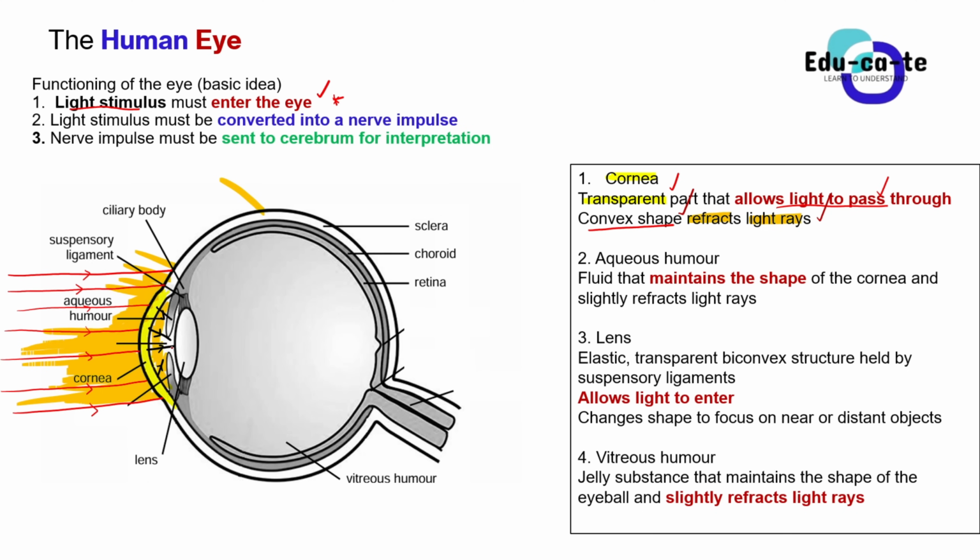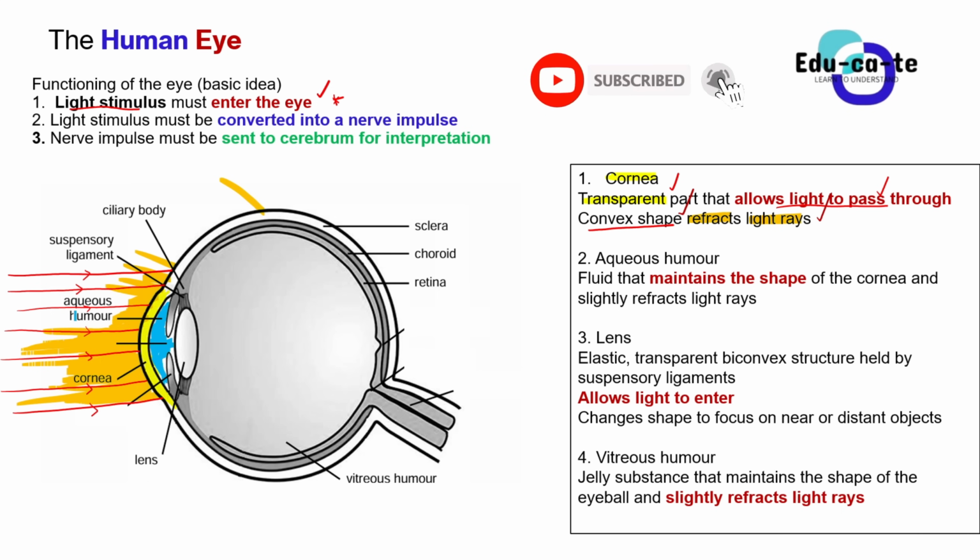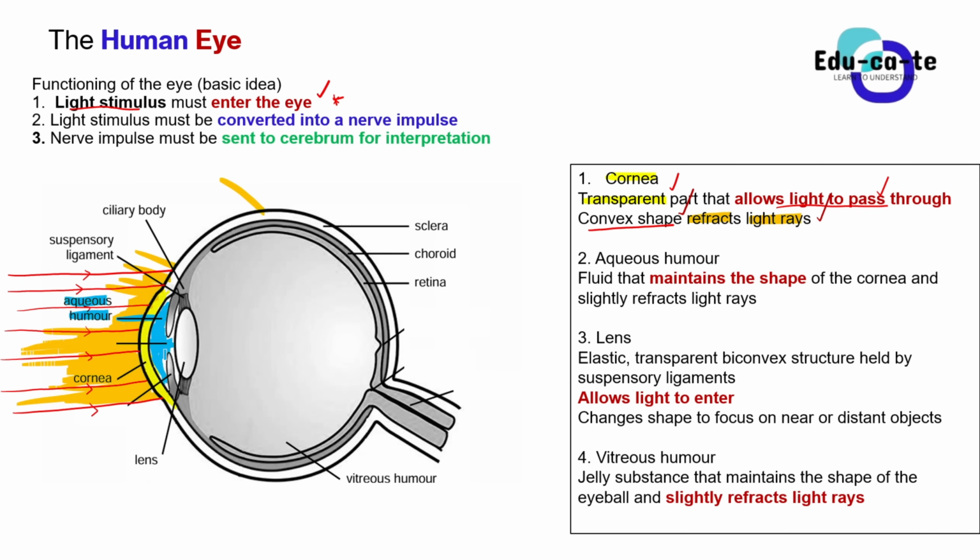And now the light rays will enter this small section, which is the opening of the eye, the pupil. And then we look at the aqueous humor. Just after the cornea, this space that I'm about to highlight in blue is filled with a fluid-like water substance. This fluid is known as the aqueous humor. The label is pointing to this fluid here.